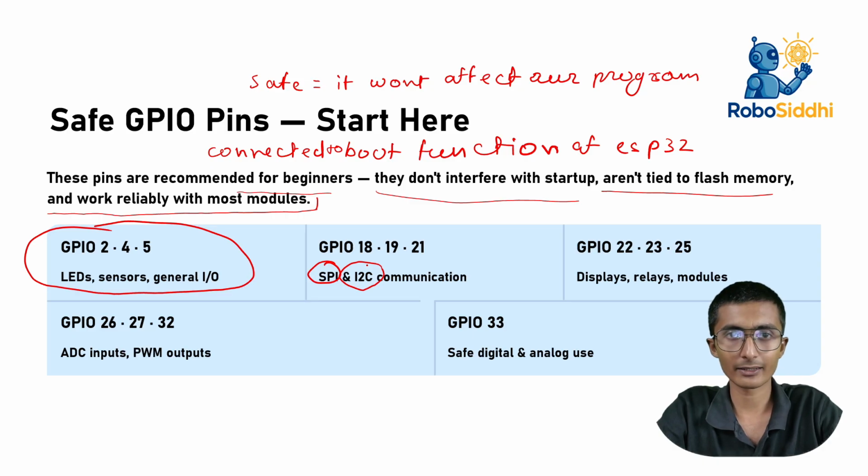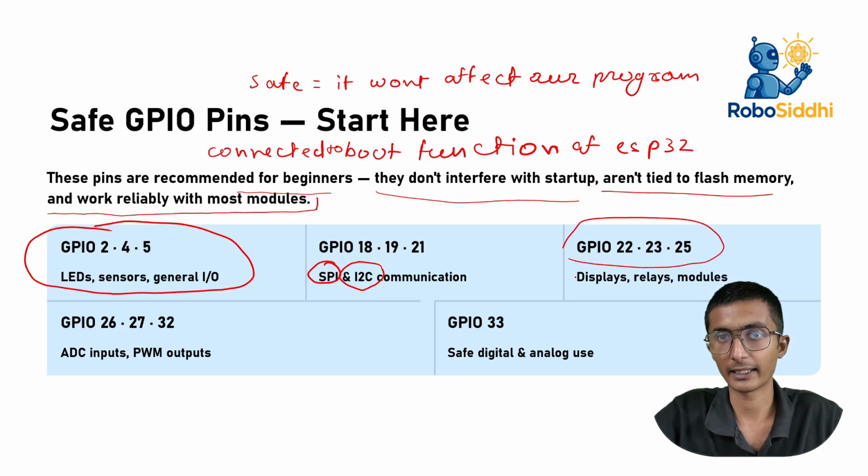SPI stands for serial peripheral interface, while I2C is for IC to IC communication. Then we have GPIO 22, 23 and 25. These are for displays and relays, for connecting displays and relays. We are going to see displays also.